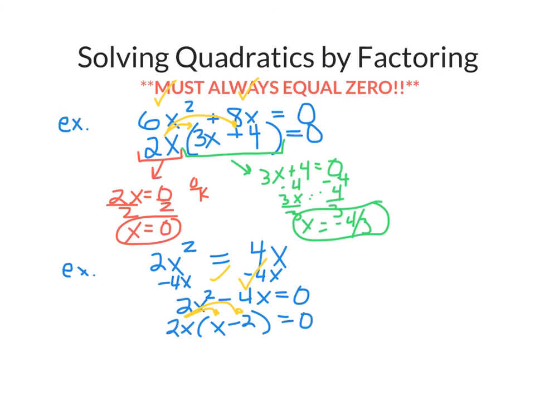And then we have ZPP again that we can use. So either 2x equals 0, which when I solve that gives me x equals 0, or my other factor, x minus 2 equals 0, which gives me that my second answer is 2.